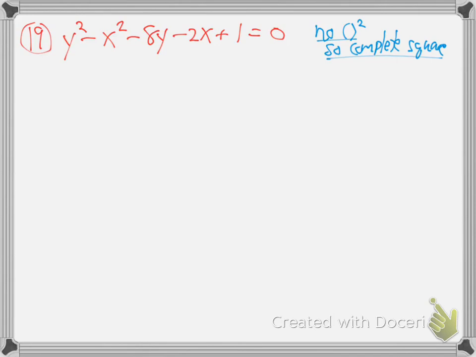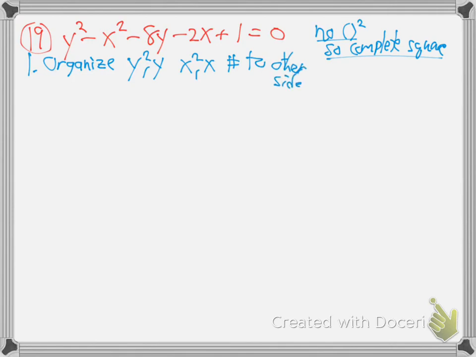Good, exactly. Yeah, so remember how the steps go. Step 1 is kind of an organized step, isn't it? Where you get the y squared next to the y, and the x squared next to the x, and the numbers to the other side. So grab that plus 1 and just jump it to the other side. In other words, just subtract 1 from both sides, huh? So step 1 is just organization.